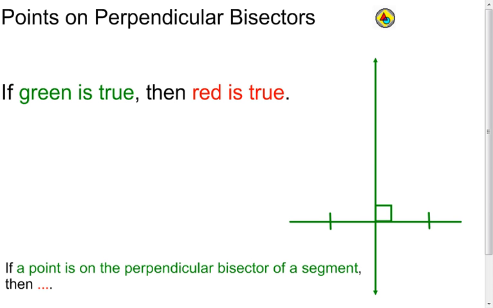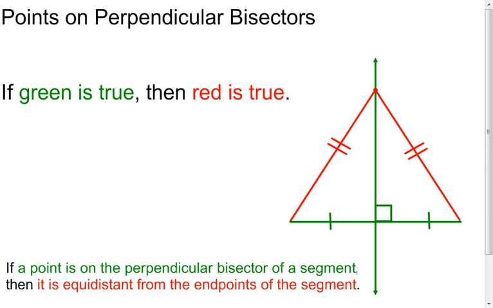So if I know this, then the red is going to be true, which is just saying what it does down here in the words: that point is equidistant to the two endpoints, meaning it's the same distance from here to here and from here back down to here. So if a point's on the perpendicular bisector of a segment, it's going to be equidistant to the two endpoints.